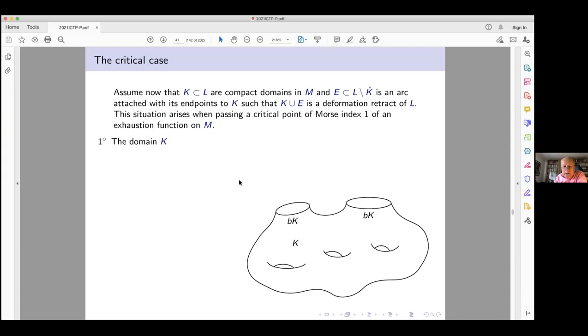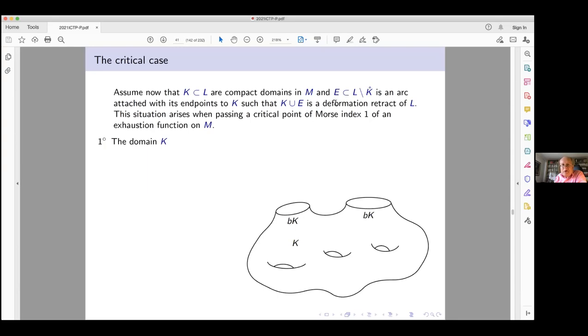Now, if you have a critical point of index 0, this is not a problem, because what happens there is that a new connected component appears, just a little disk. And you can put any conformal minimal immersion on that disk, and you're done. So that's not a problem. The problem is when you have this situation shown here. So you have a pair of compact domains, and the change of topology is then described. So the critical point now has index 1.